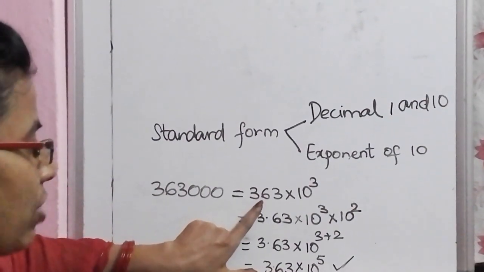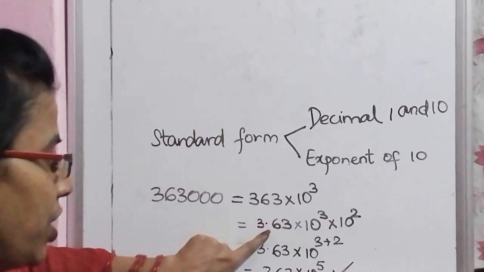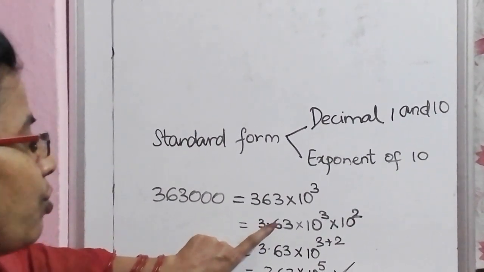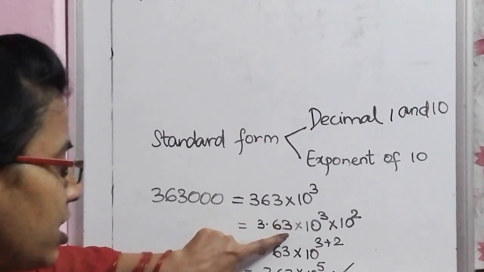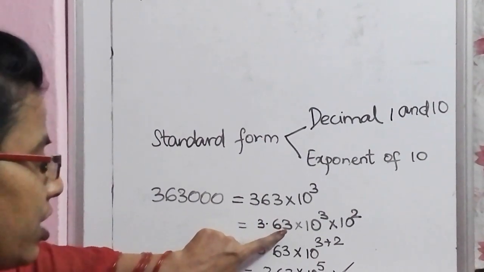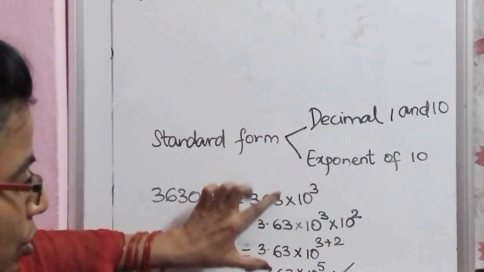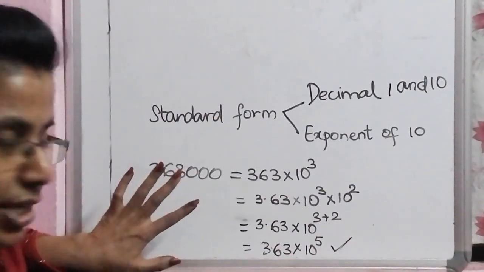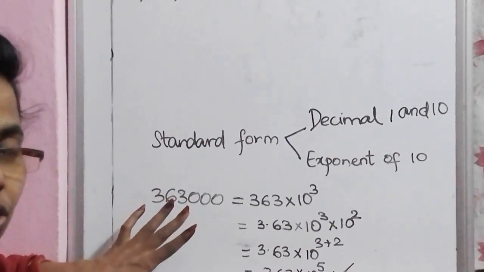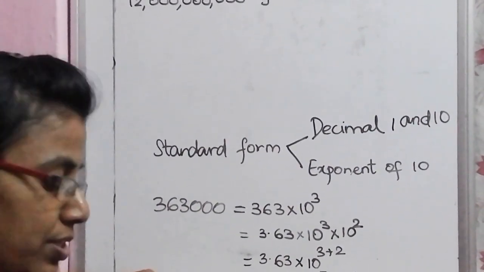So remember, whenever you are converting a number into a decimal, you have to see how many digits are there after the point, and multiply by those many zeros. Then you are going to get the standard form of the given number. Understood this? Okay. Now let's begin with exercise 3 problems.